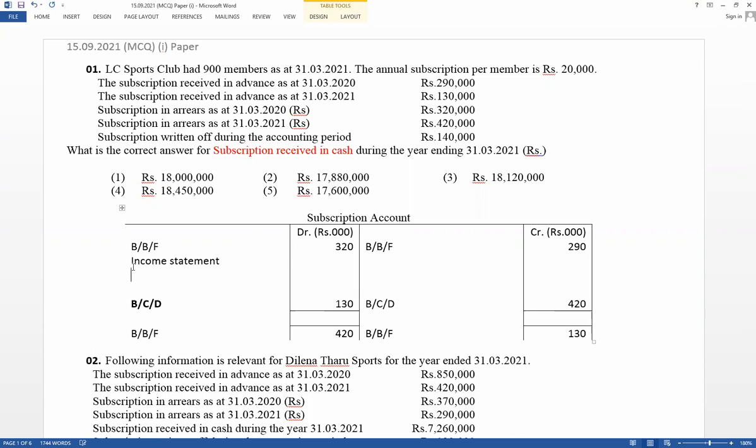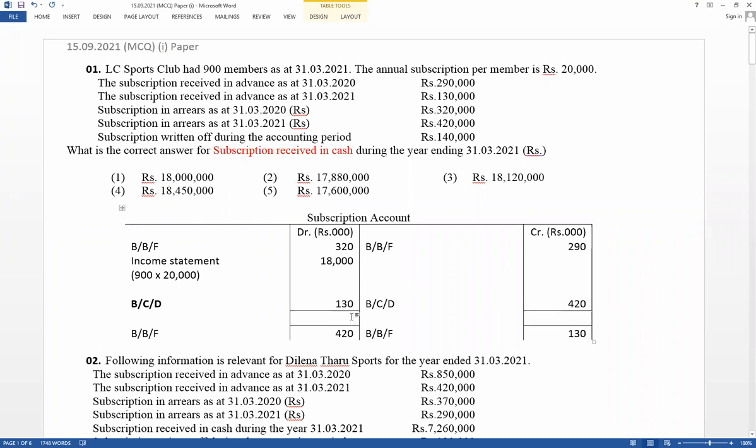As income statement, think how much should be considered. Number of members has been given as 900 and membership fee per member is given as 20,000. Therefore, this is the value that should be considered as income based on accrual concepts. Therefore, as income 18,000 should be considered, sorry, 18,000. Number of members into membership fee.